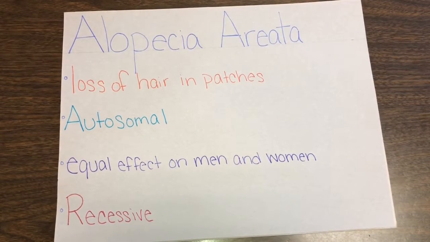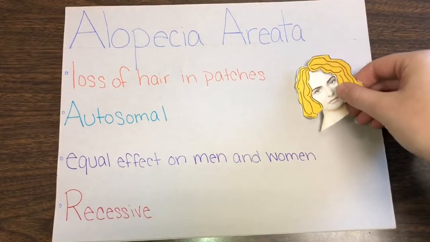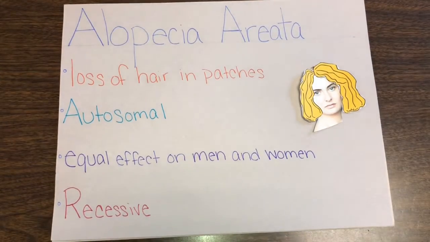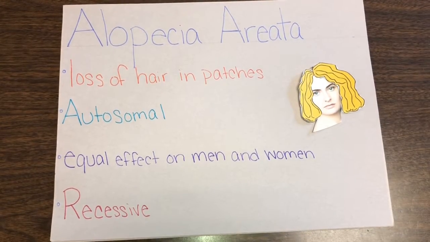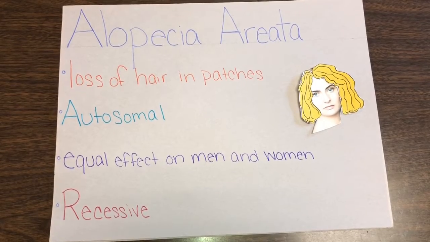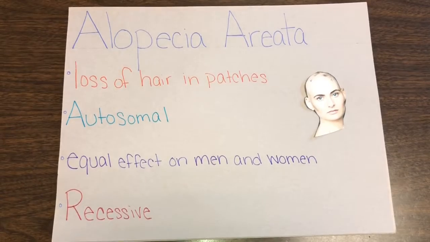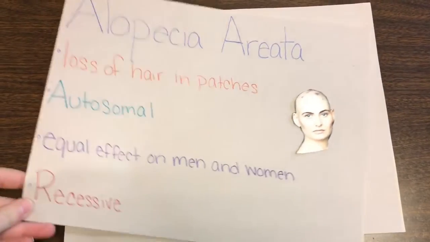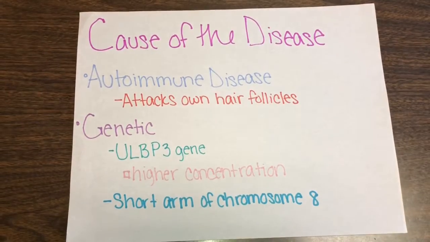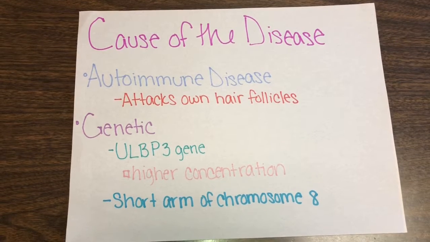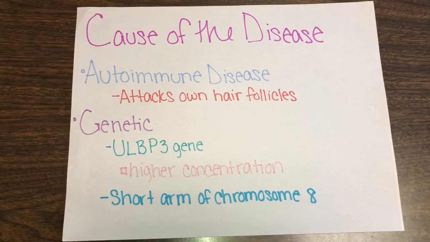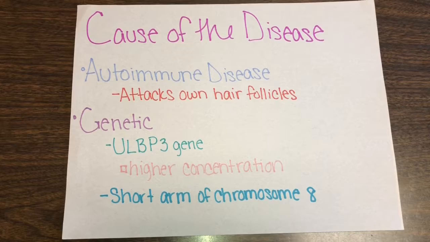Alopecia is the loss of hair in patches. Alopecia is an error in an autosomal chromosome, making it equally effective on men and women. Alopecia is a recessive gene. Alopecia is an autoimmune disease. Autoimmune means that the body's immune system attacks the body.